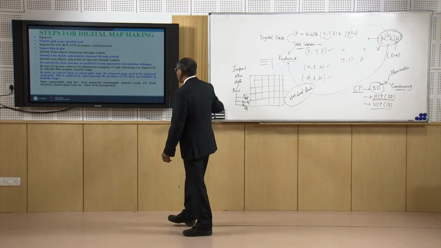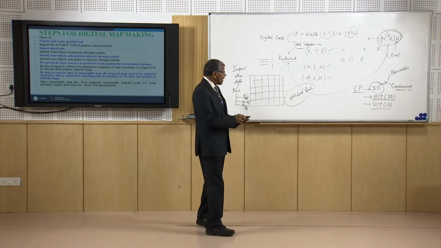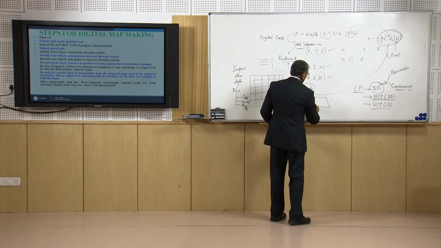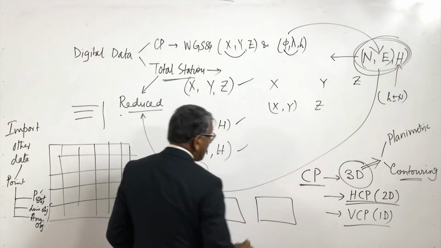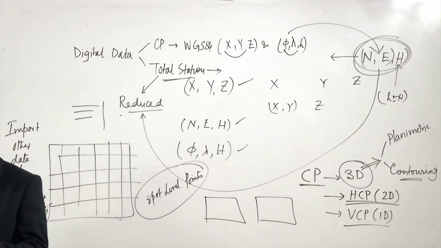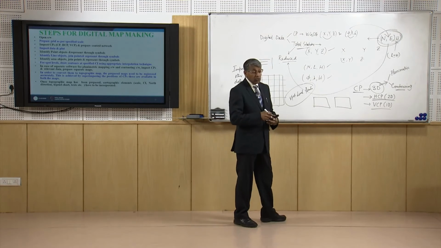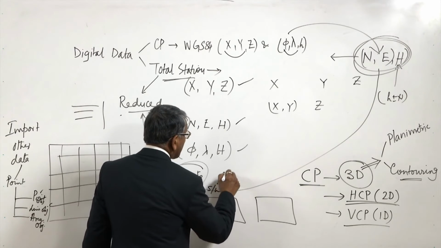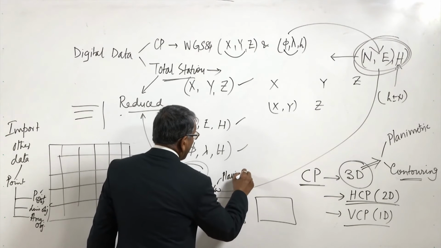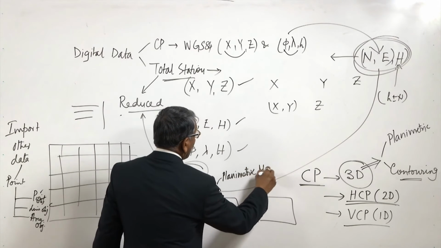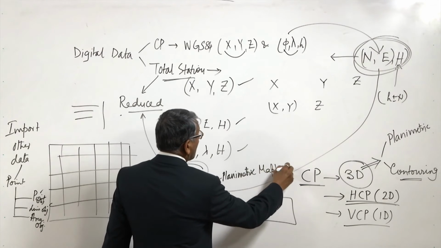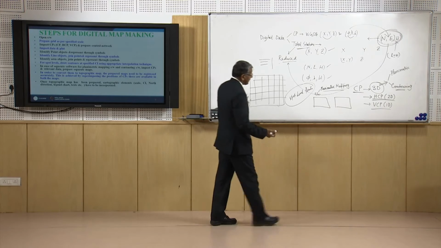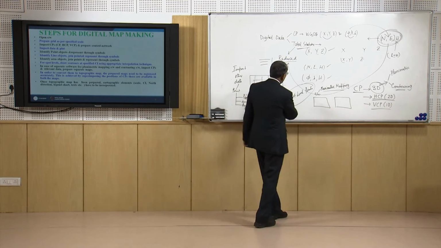Now in some cases we may go for planimetric mapping and contour mapping separately, which means we make use of some software for planimetric mapping. If we make use of software only for planimetric mapping, then we have to apply the same method as we have described before contouring.